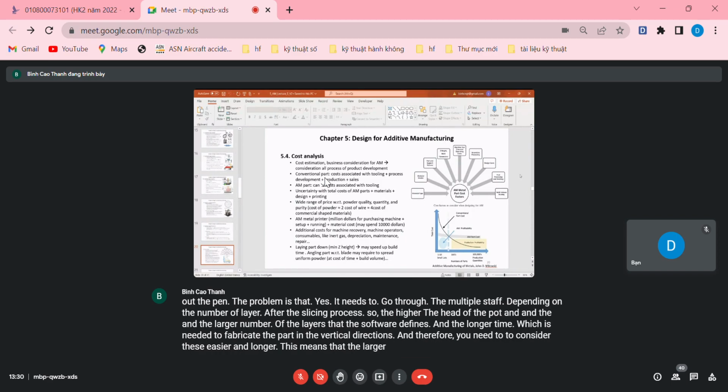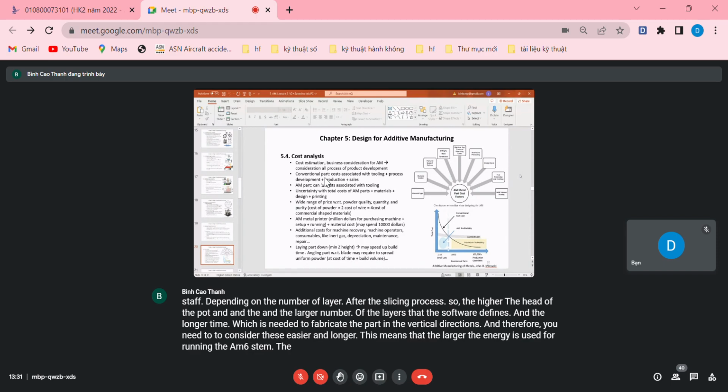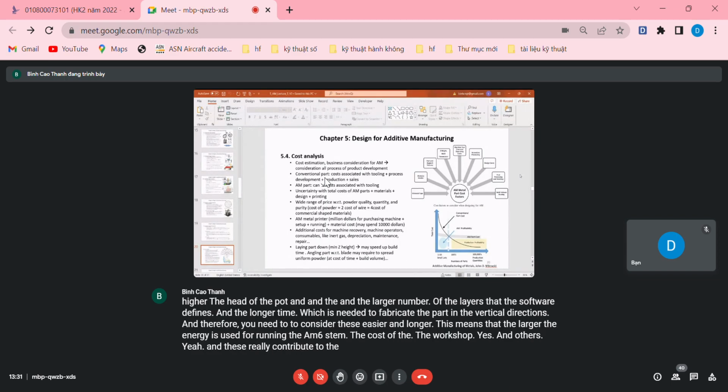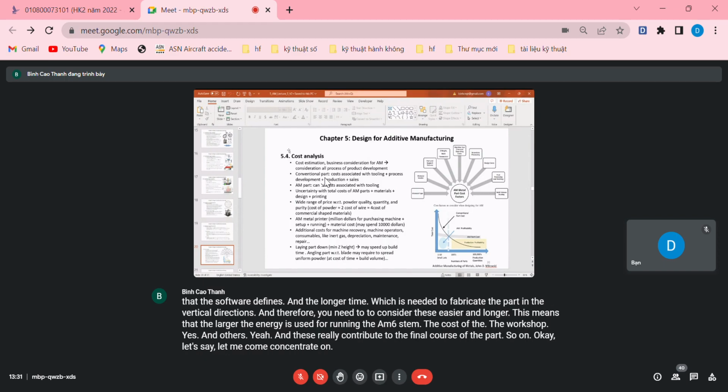And the longer time means that the larger the energy used for running the AM system, the cost of the workshop, and others. And these will contribute to the final cost of the part, and so on. Okay, let me concentrate on those which are described here.